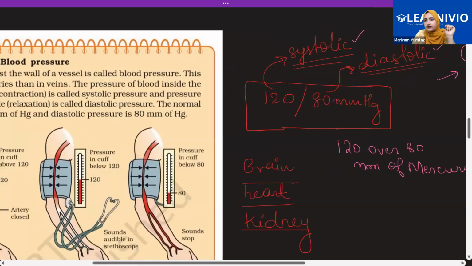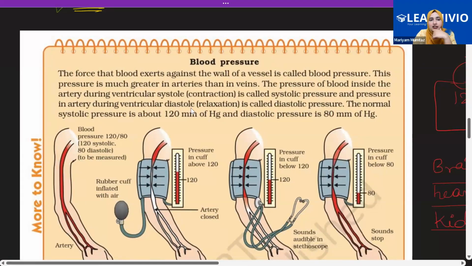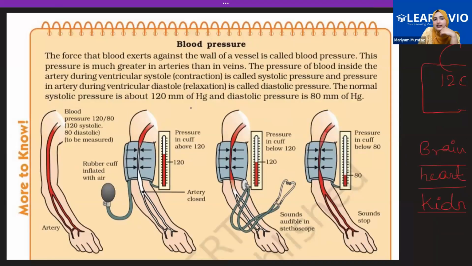Clear? So if you look at over here, the force that the blood exerts against the wall of a vessel is called the blood pressure. This pressure is much greater in the case of arteries than in the case of veins. The pressure of the blood inside the artery during ventricular systole, ventricular systole meaning when the ventricles are contracting, we call it the systolic pressure.